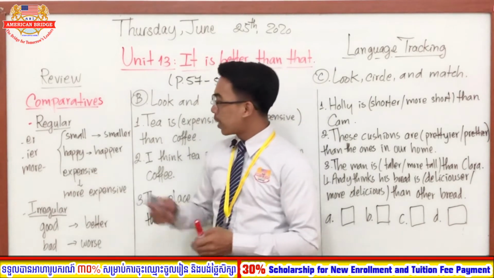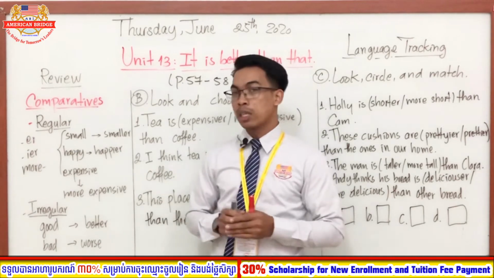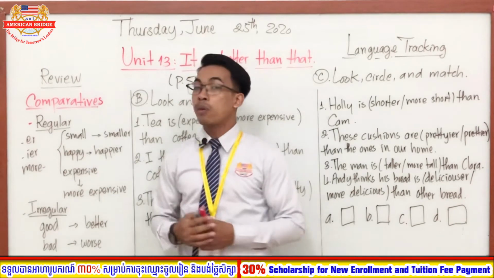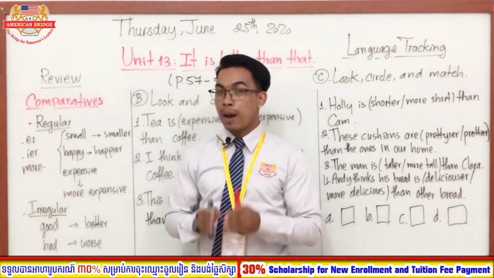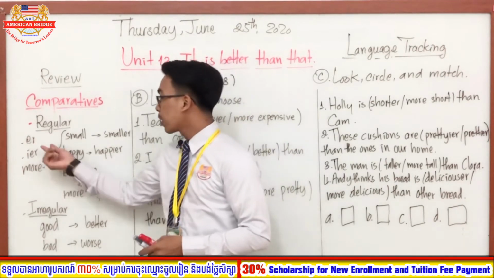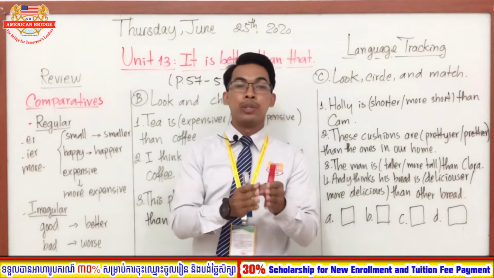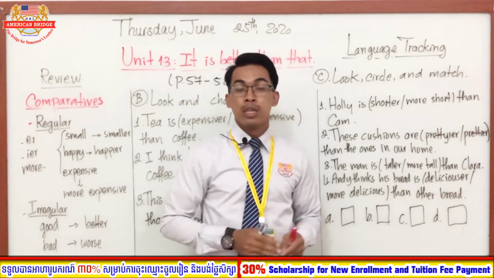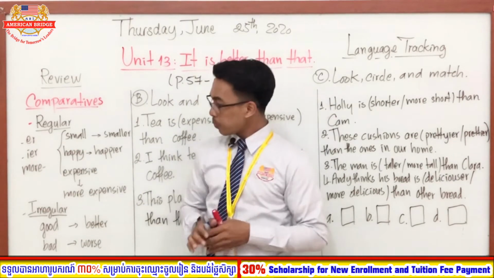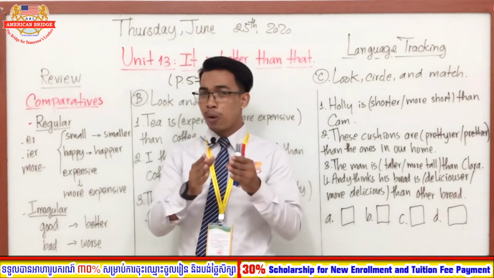So let's look at my right hand side. We have two forms. The first one is regular. In regular, teacher already explained in detail how to change adjectives to comparatives. The first one we have is ER. When we change the adjective to a comparative adjective, the first step is adding ER.